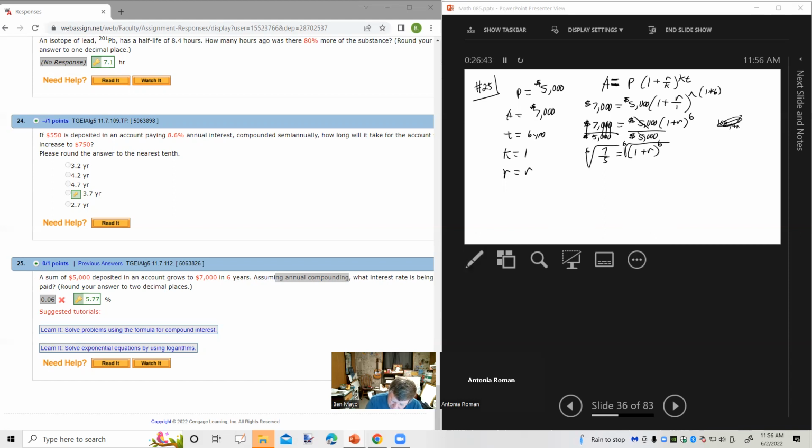Now, doing that, because it's an even root, that's going to give us a plus or minus. And I'm going to switch sides here. I'm going to take this and put it on the left side. So the sixth root of 1 plus r to the sixth power is 1 plus r. On the other side, I've got plus or minus the sixth root of 7/5. Okay. So far, so good? Yes. But I'm trying to solve for r. So I've got to subtract 1 from both sides. So r equals -1 plus or minus the sixth root of 7/5. Okay.